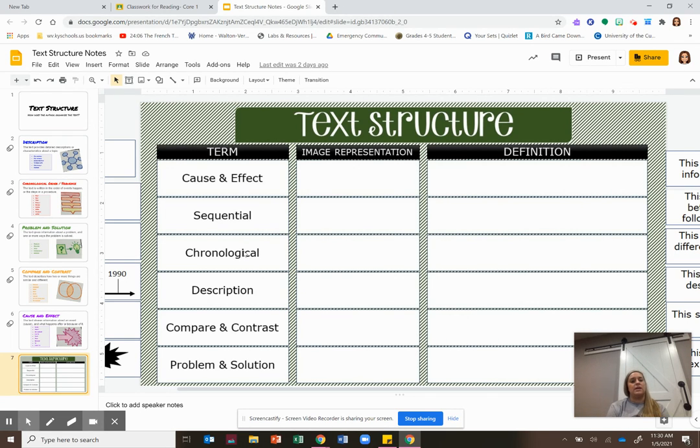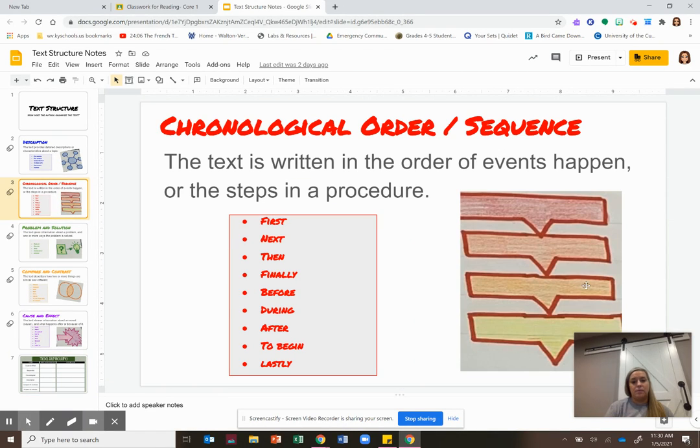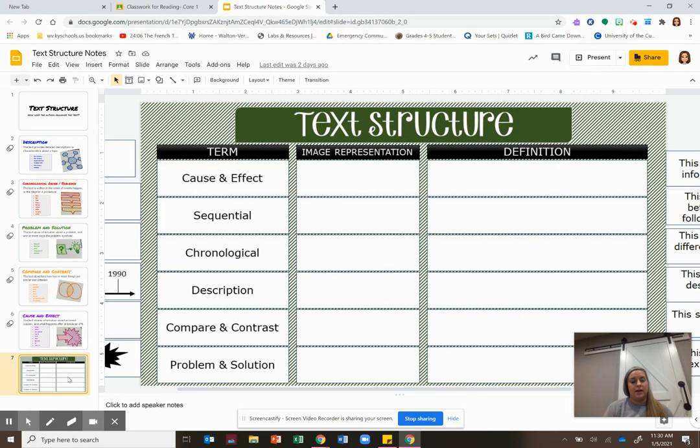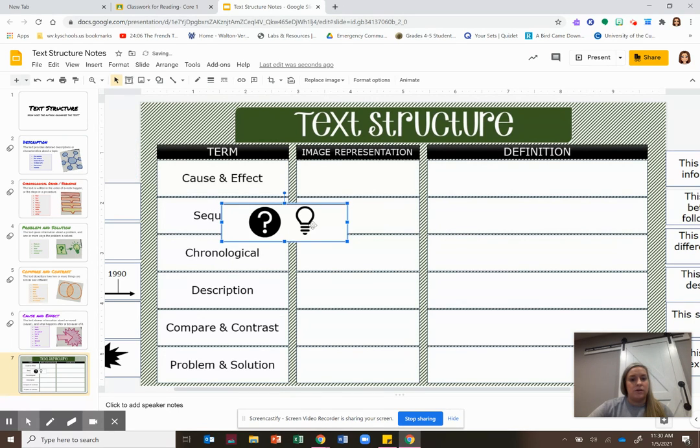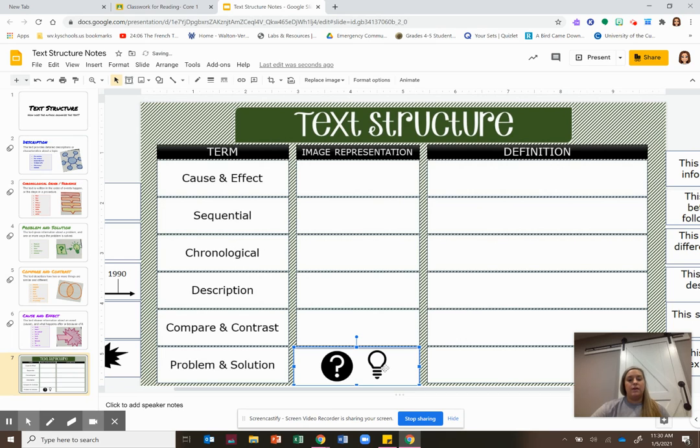So remember what I said where the sequence is kind of like this image up here, or like a step ladder, and then the chronological order is more of a timeline. So what you'll do is you'll come over here, you'll grab an image, you'll drag it over. So that shows a question mark with a light bulb. I know that's problem and solution. I would put it right there.